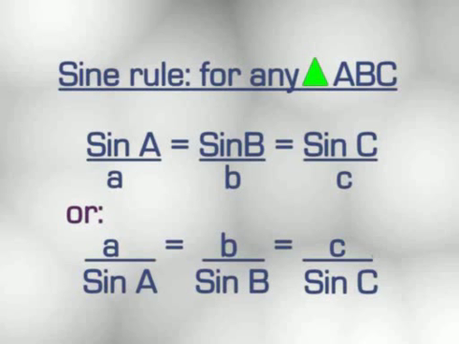We will begin by looking at the sine rule. The sine rule states that in any triangle ABC, sine A over side A is equal to sine B over side B is equal to sine C over side C. Alternatively stated, A over sine A is equal to B over sine B is equal to C over sine C. Let us take a look at the proof of that theorem.